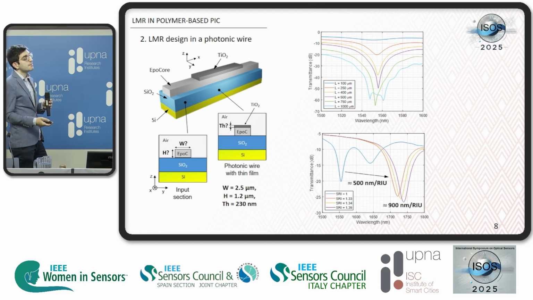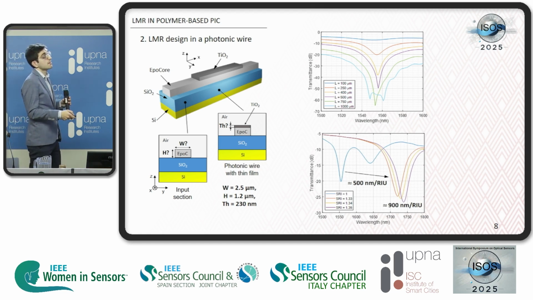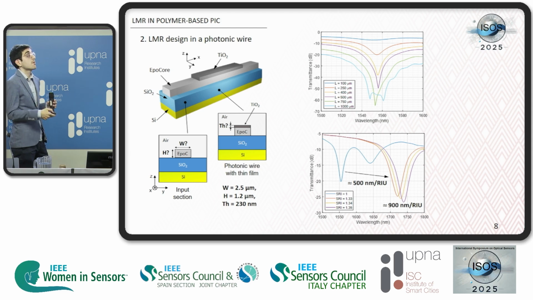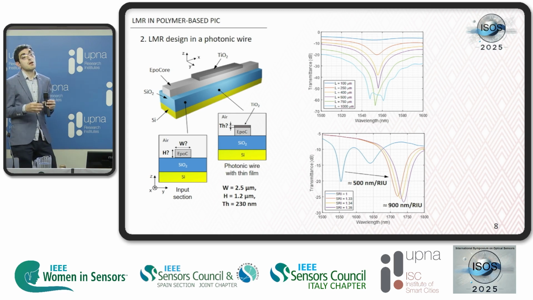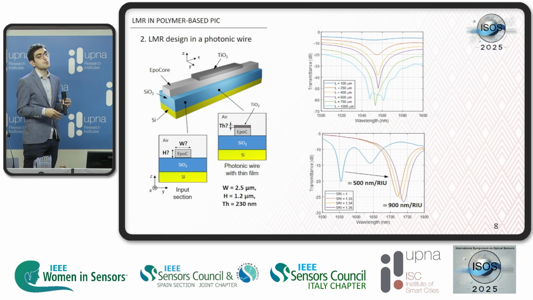I have also simulated the sensitivity to the surrounding medium refractive index. All these previous results were in air, so I simulated the shift when we change to water, and then changing the refractive index in aqueous media. The sensitivity between air and water is around 500 nanometers per refractive index unit, and the sensitivity in aqueous media is 900 nanometers per refractive index unit, which is not very high, but it's not bad because in integrated photonics, a sensitivity of around 1000 nanometers per refractive index unit is a good number.